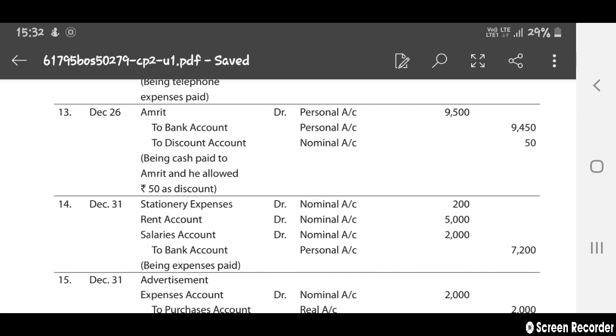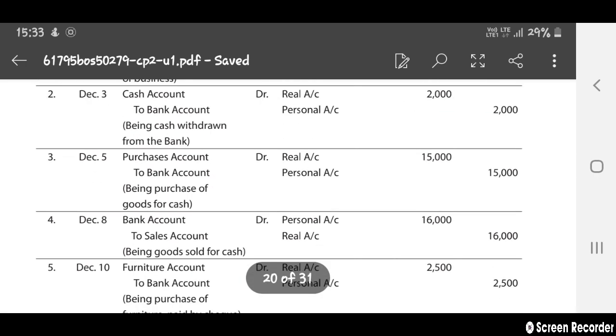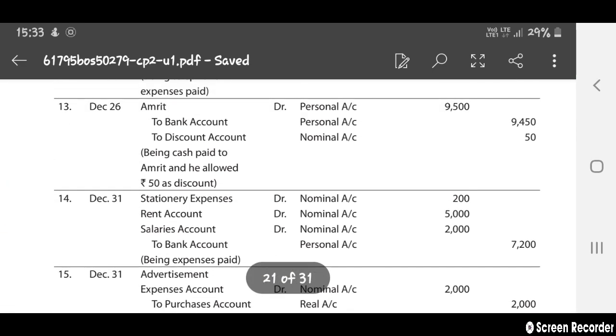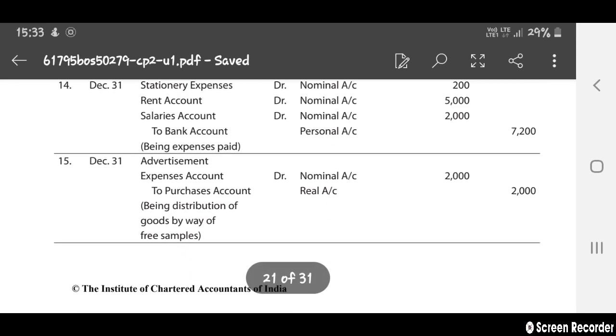9500 from his personal account, means he is debiting, and he is crediting 9500 to his account. These two you can only solve, I think so.